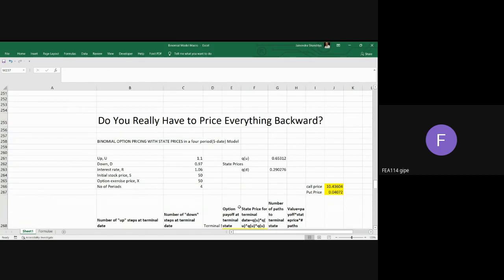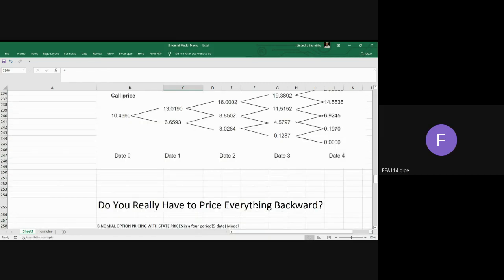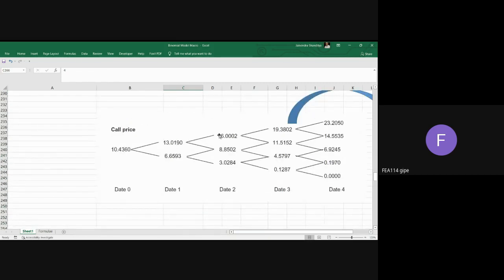So again, let's summarize the whole situation. In the up state, the price is 10% up. In the down state, it's 3% down. Interest is 6%, so 1 plus R becomes 1.06. The stock price is 50. Option exercise price is 50, and there are 4 periods, which is what we are considering here. Period 1, 2, 3, 4. Date 1, 2, 3, and 4.